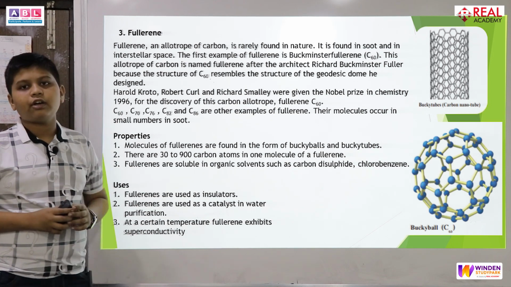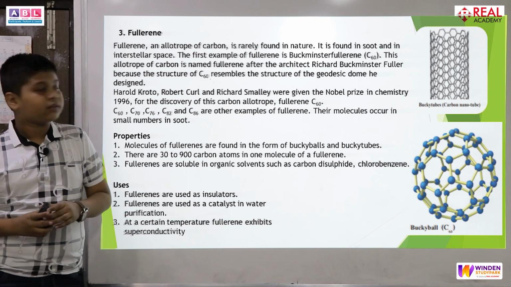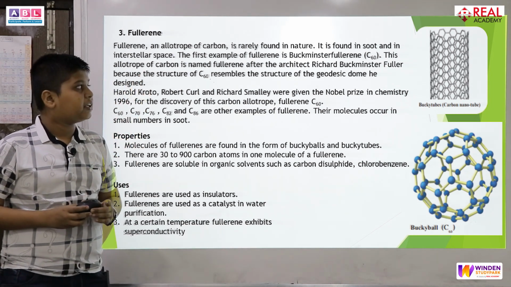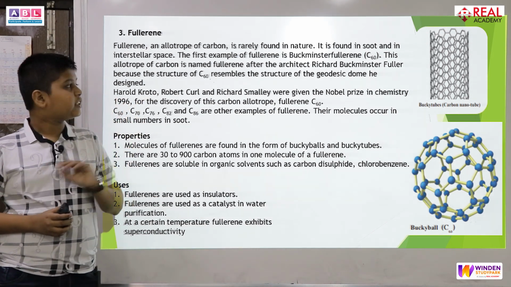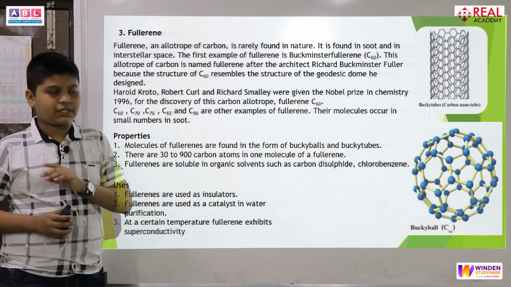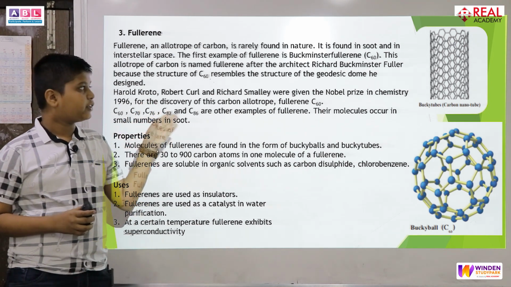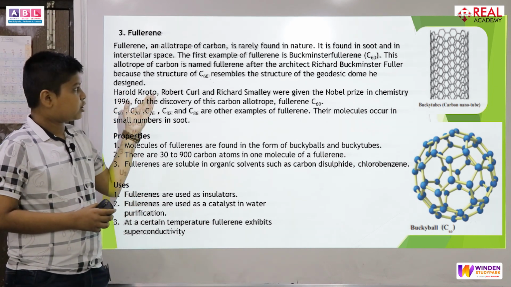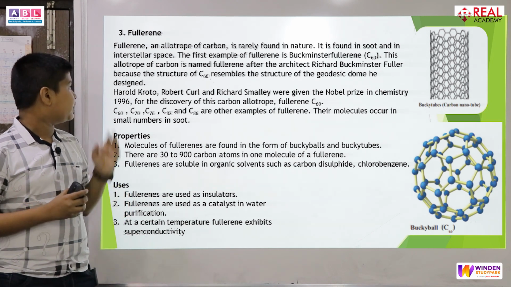Let us move to the third form of carbon. It is fullerene. Fullerene, an allotrope of carbon, is rarely found in nature. It is found in soot and in interstellar space. The first example of fullerene is Buckminsterfullerene C60. This allotrope of carbon is named fullerene after the architect Buckminster Fuller because the structure of C60 resembles the structure of the geodesic dome he designed.